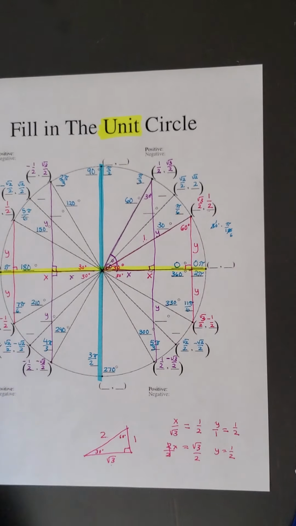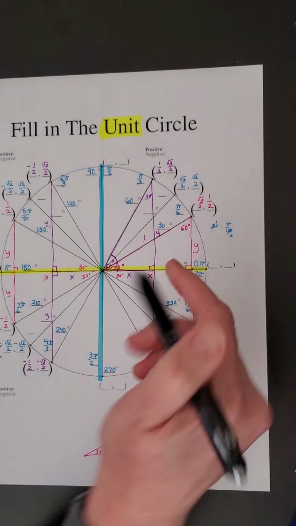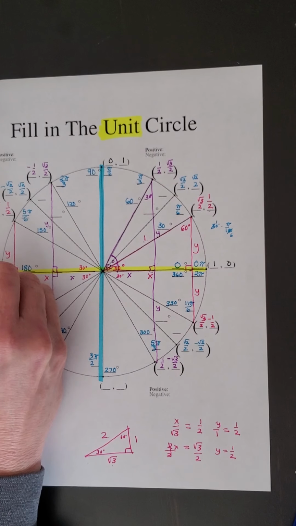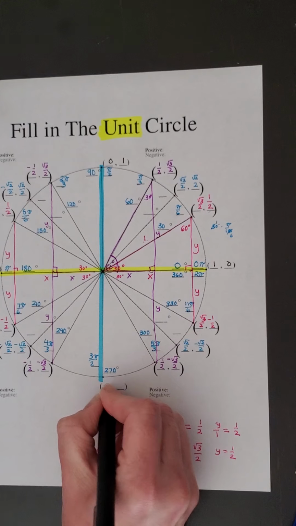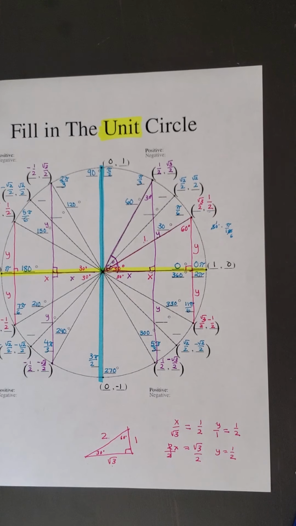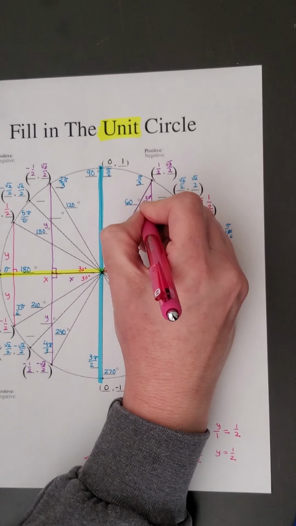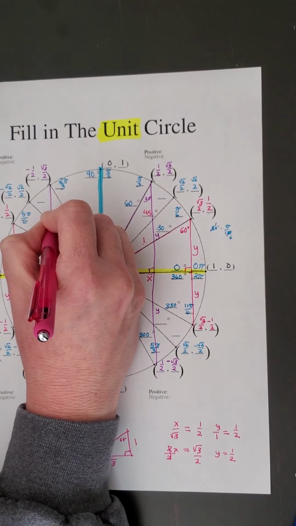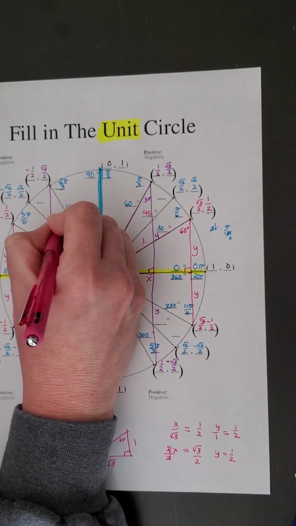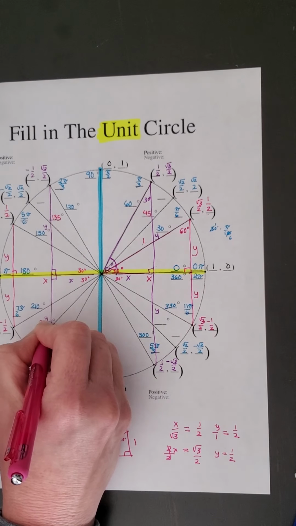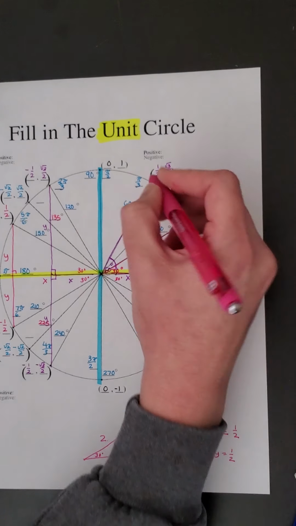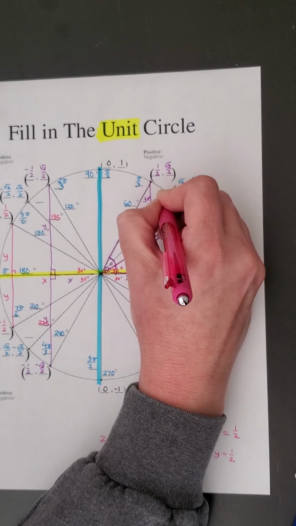Put in my zeros and ones. Let me do that in a different color. What else am I missing? Oh, I'm missing some degrees. I'll put those in. So I'm missing 45, 135, 225, 315. And my radians, this is pi over 4.